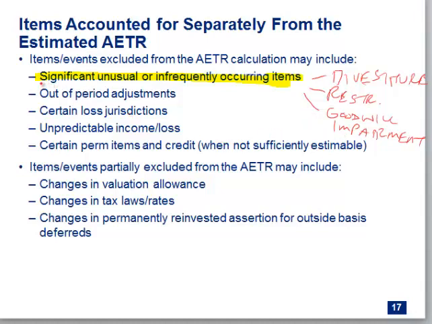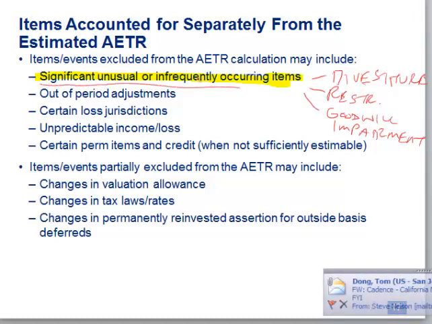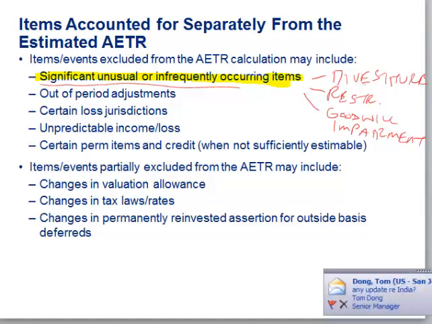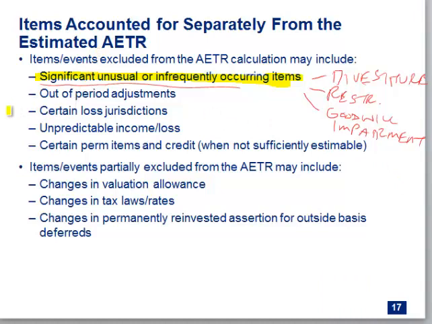So, this language right here, the significant, unusual, and infrequently occurring, that's pretty conceptual language. That doesn't tell you what fits in or not. So this is where judgment's required, and a company kind of creates its own path on how they do things. The other thing in here is when you can't sufficiently estimate something, you don't estimate it, right? You just book it as it comes. In some companies, you'll see this from time to time. In fact, EA does this.